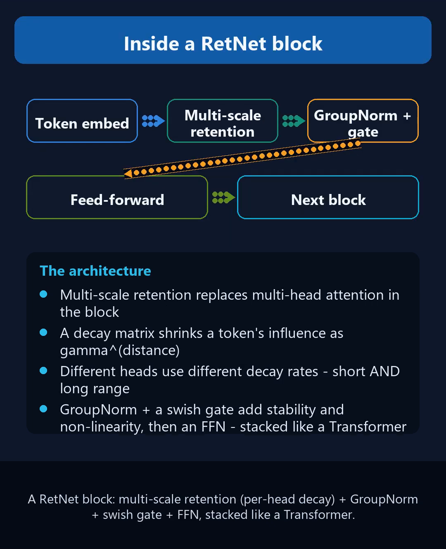Now look inside a RetNet block. A token embedding enters and hits multi-scale retention, which replaces multi-head attention. Each head applies a decay matrix, where a token's influence shrinks as gamma to the power of the distance, and different heads use different decay rates to capture short and long range together. A group norm and a swish gate stabilize and add nonlinearity, then a feed-forward network follows. Stack these blocks, exactly like a transformer.